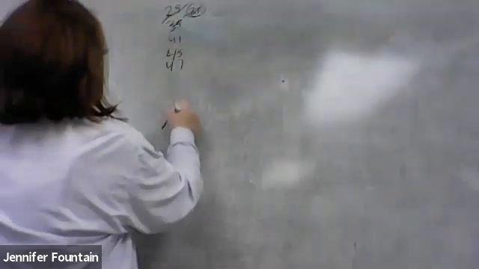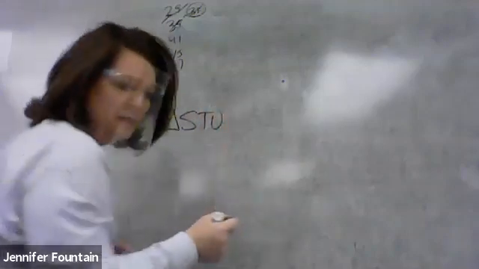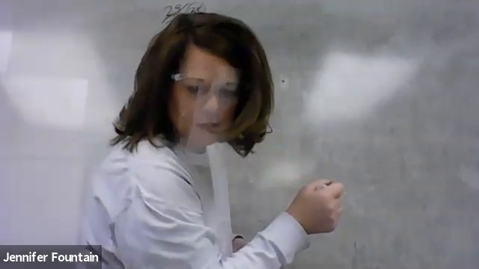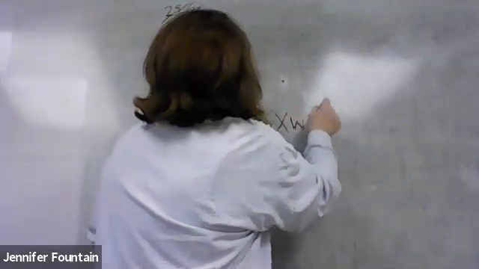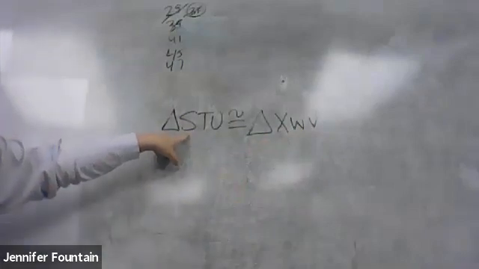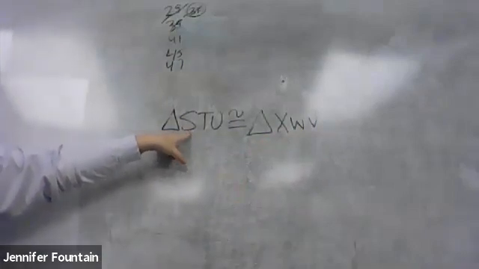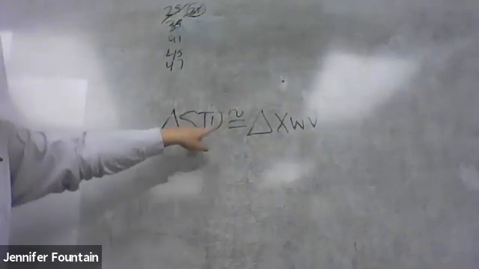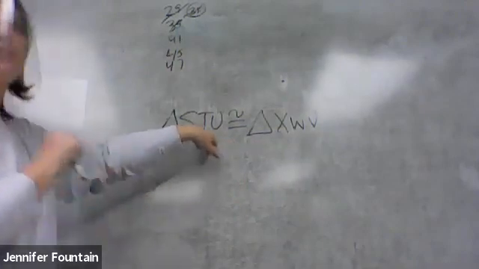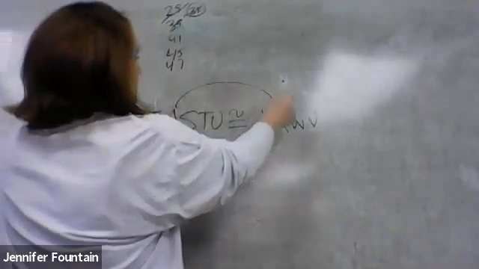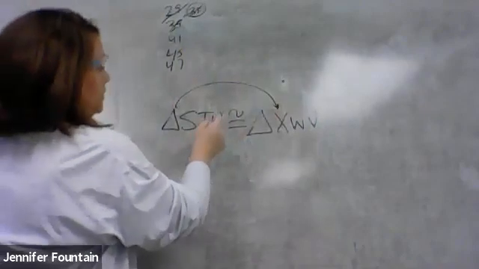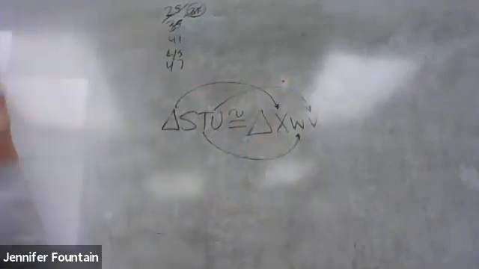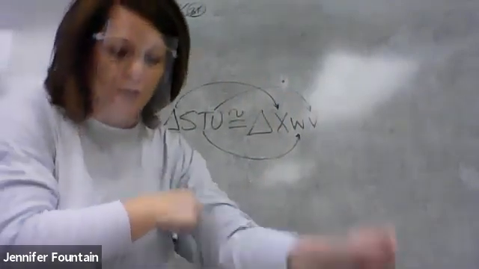I have triangle STU is congruent to triangle XWV. So what angle is angle S congruent to? I'm asking you, looking up here, which one? X. Okay, what is T congruent to? W. And V or U? V. Okay, so now I can see how they line up, so I can see which angles are congruent.